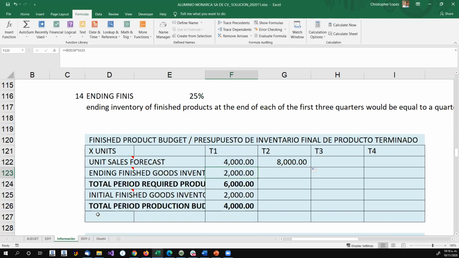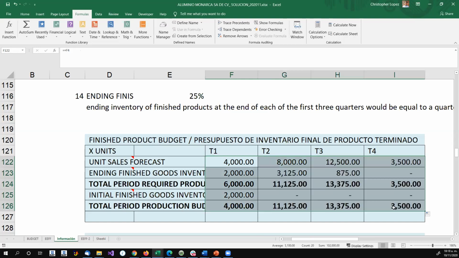So how do I get to the total period production? All I need to do is just subtract these two, okay? You may question me now, teacher, why isn't this number negative? Well, I did it like this, so I just need to drag the formula this way, and that will be it.